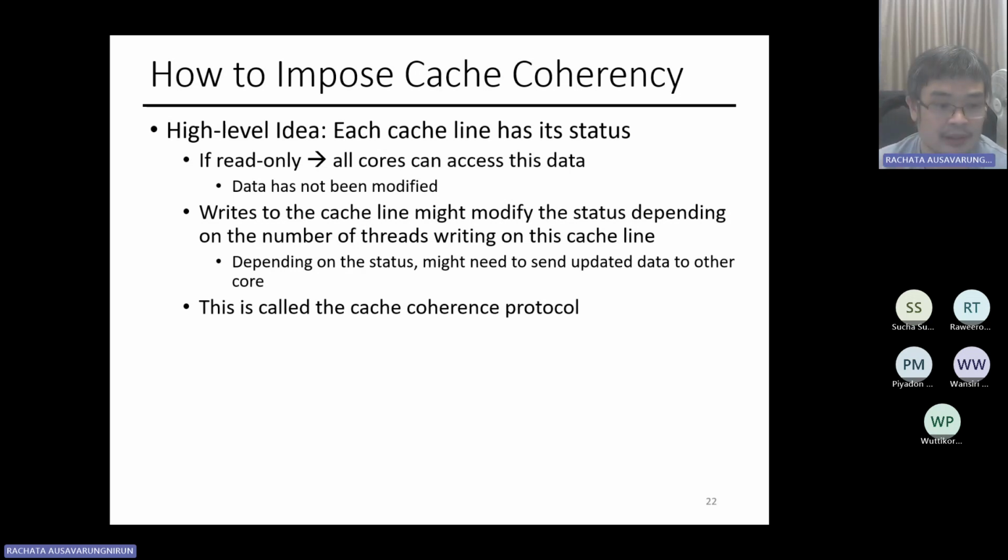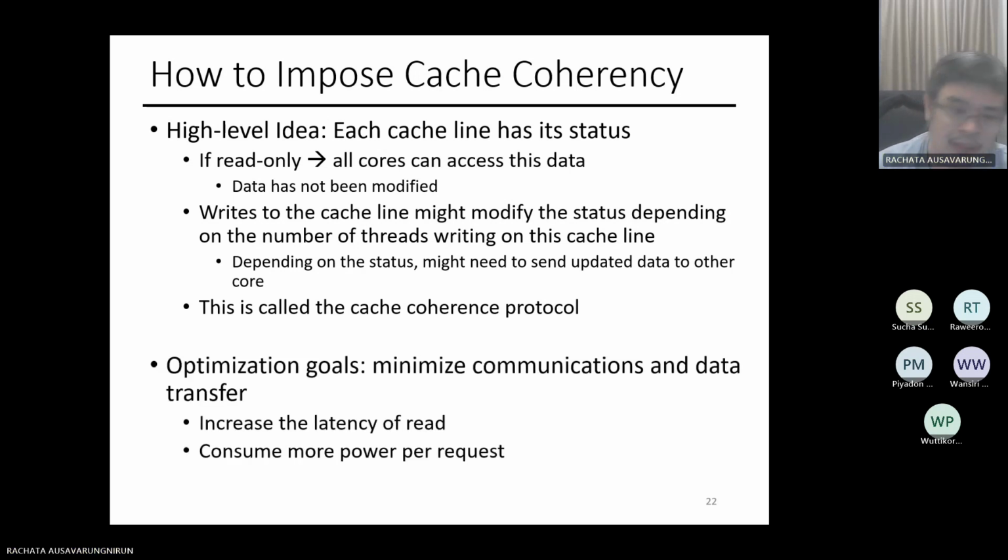So that's called the cache coherence protocol. And the goal in terms of design is that we basically need to design a protocol that works.